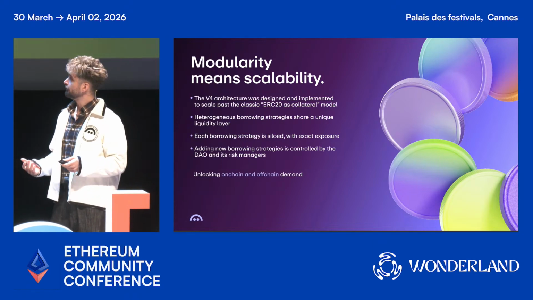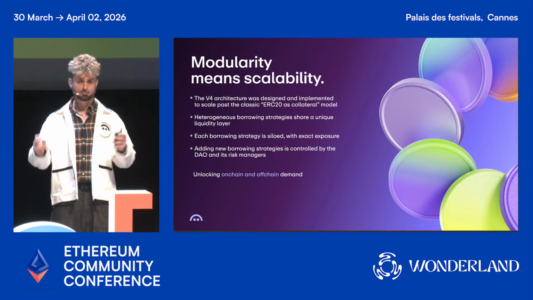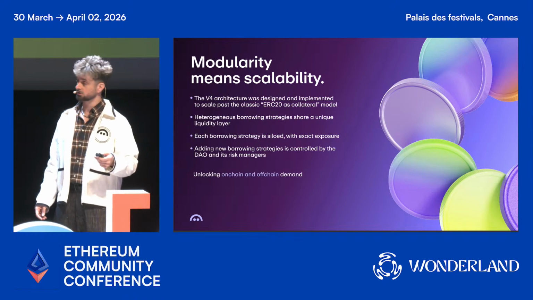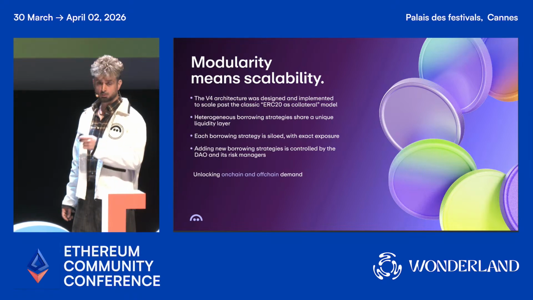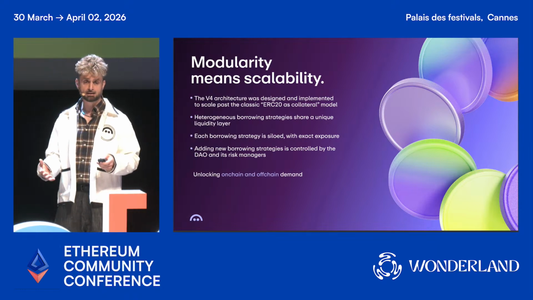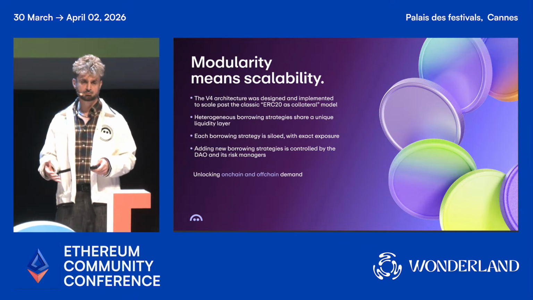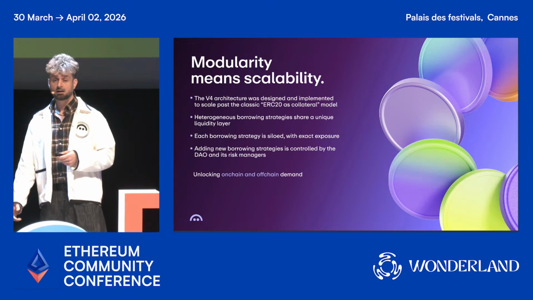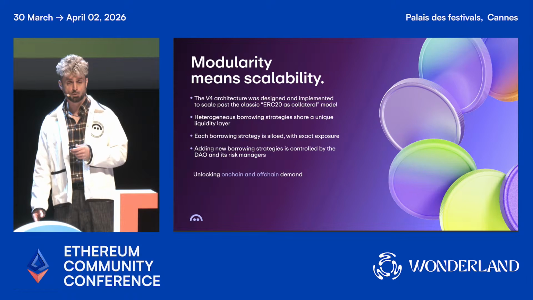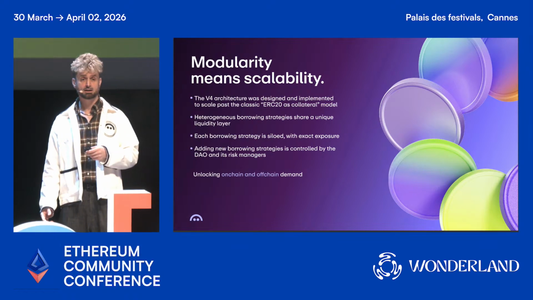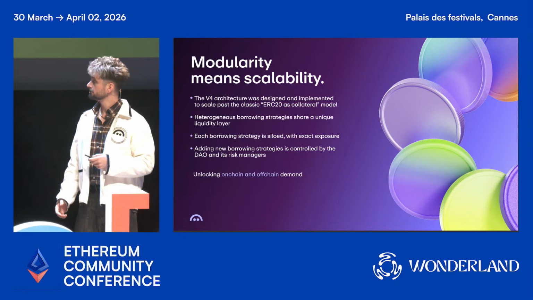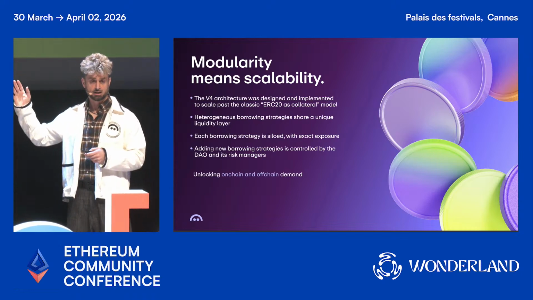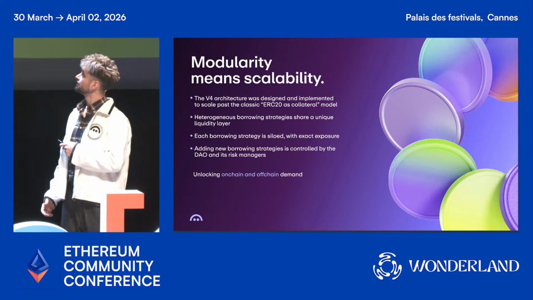So Aave V4 in reality moves away from being a pure lending protocol and becomes more of a liquidity provisioning protocol. So multiple borrowing strategies plugging into the same liquidity layer to reduce liquidity fragmentation and to facilitate bootstrap of demand. And with borrowing strategies that are possibly very heterogeneous and very different from what we have today, this will allow us to unlock both on-chain and off-chain demand, as we're going to see shortly.